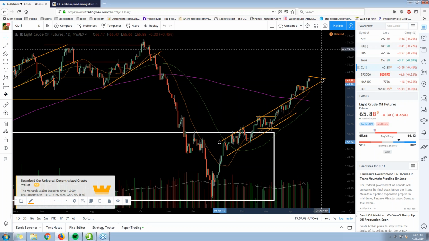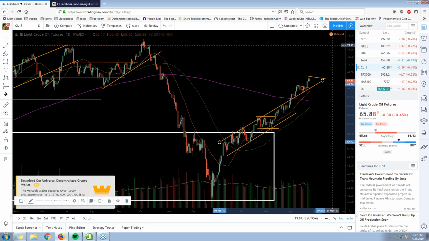Now, is oil ready to hit the 70s again? I don't think so. I think that's still a major level, and if we did come back to that level, that could impact the markets overall.